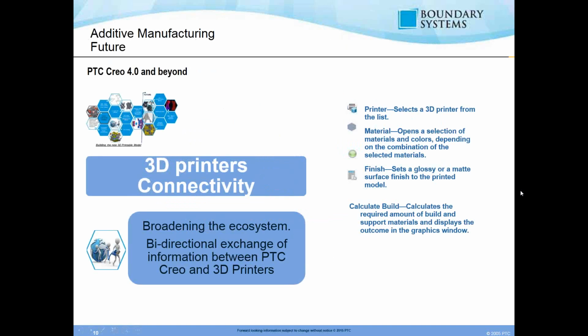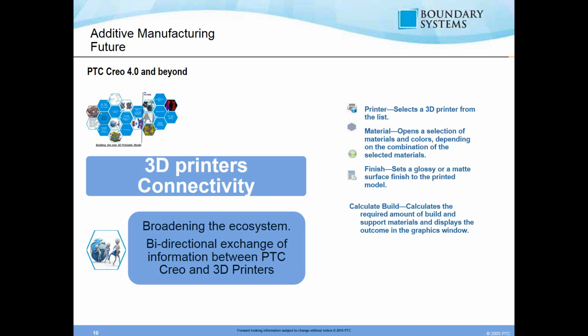So a little bit on the 3D printer's connectivity. We have printer selections. It selects a 3D printer from the list. Again, I'm going to show you this in the demonstration portion of the material here. The ability to select different materials for that 3D printer system that you are currently using. Finish, allowing you to set up a glossy or a matte finish if the machine allows for it, and the materials that you're going to be printing with allow for that as well.